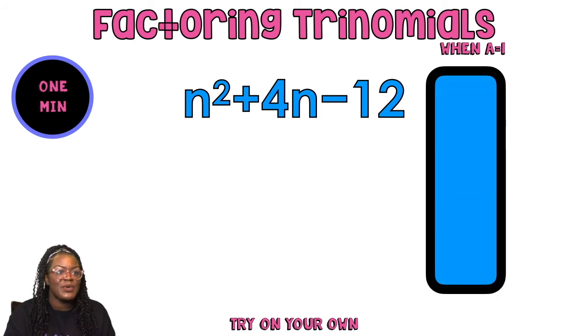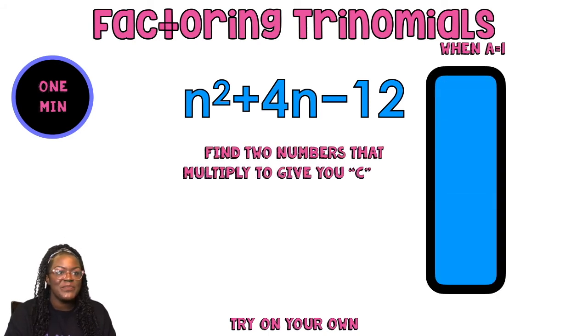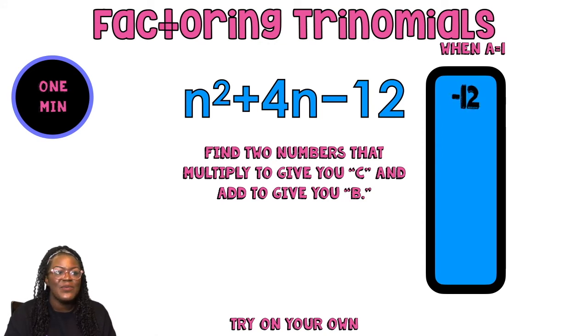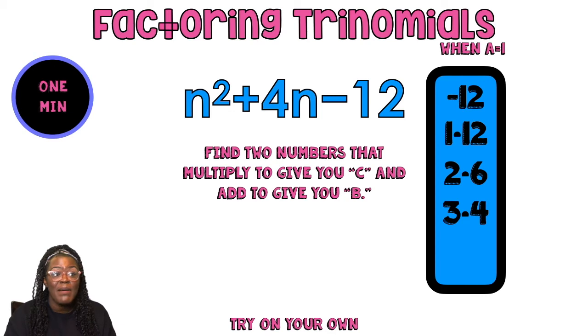All right, we're gonna find two numbers that multiply to give me C and add to give me B. We're gonna start with a good old negative 12 because that's our C value. I'm going to list all the factors of negative 12. 1 times 12, 2 times 6, 3 times 4. And I know I'm done because 4 times 3 is already up there. So once I start repeating numbers, I'm Gucci.